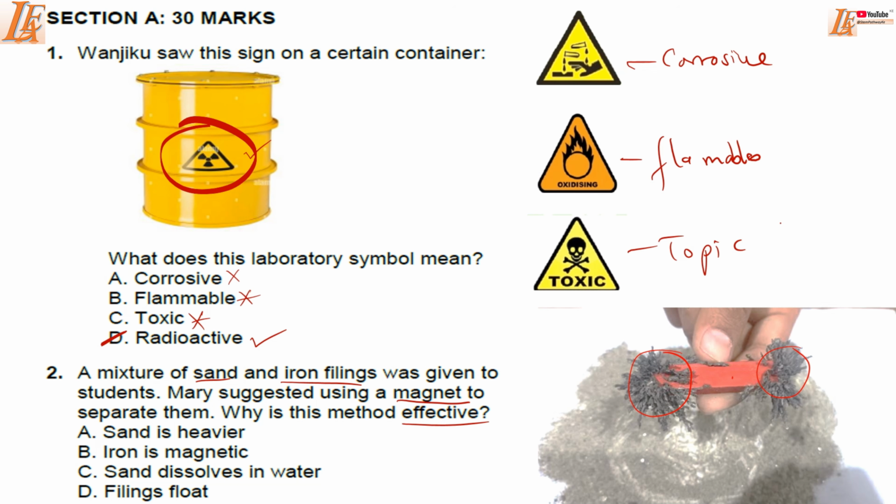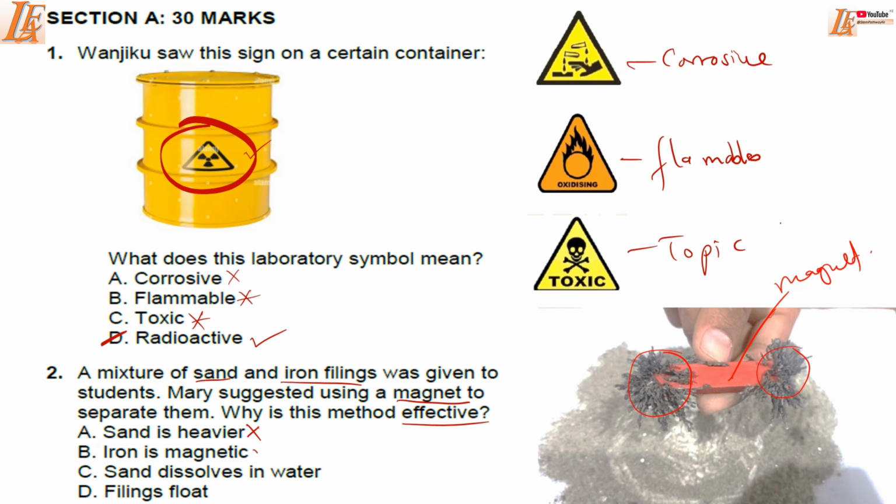The substance that you see here is what we call a magnet, and what is being attracted to the ends of a magnet is what we call a magnetic substance. So for a substance to be separated using a magnet, one of the substances must be magnetic. Now in this case, let's see why this method is effective. A, sand is heavier. This is not right. It's wrong. Iron is magnetic.